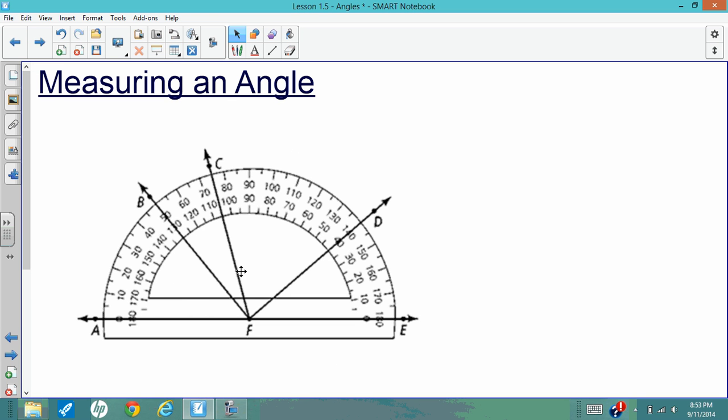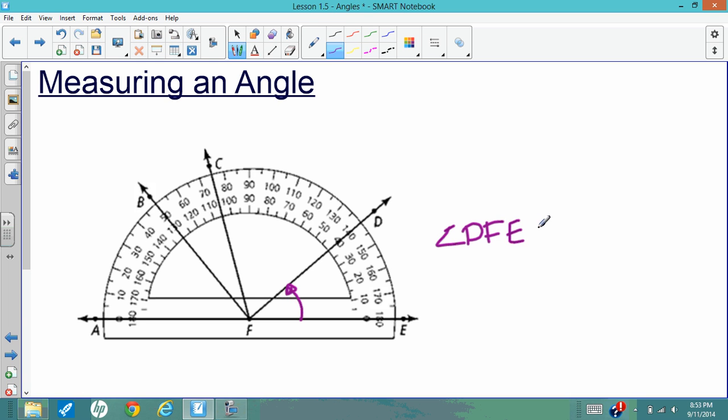Here I have a picture of some angles and a protractor behind it. So we're going to actually measure some angles, because we need to know that angles are measured as pieces of a circle, so we're going to measure them and label them with degrees. If I want to figure out how big angle DFE is, so we're talking about this angle, and we want to know how big it is, we can look using our protractor.